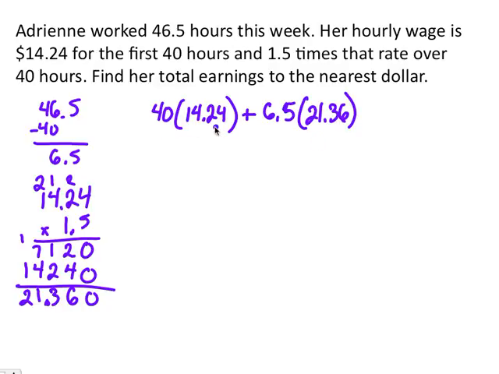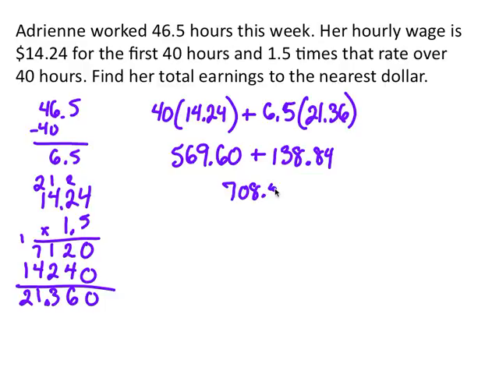So now we need to multiply. And if you want to pull your calculators out, that's fine, you can do that. So we're multiplying 40 times 14.24. And that equals $569.60. And then we also need to multiply 6.5 times 21.36. That is $138.84. And then when you add those two together, we get $708.44 for her hourly paycheck there.